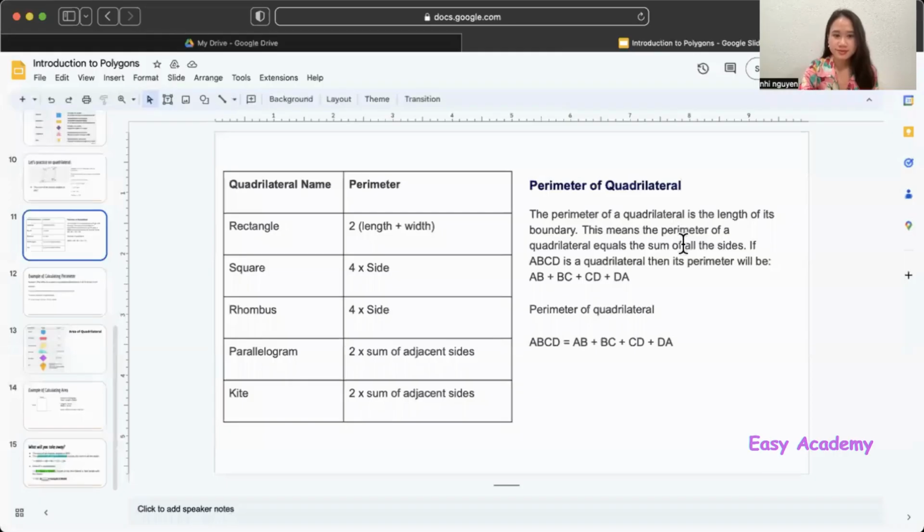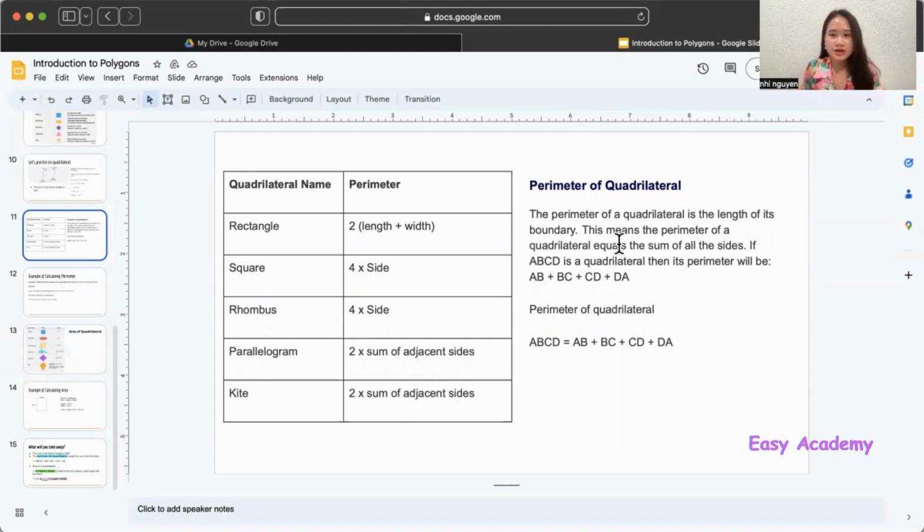First of all, let's talk about how to calculate the perimeter of a quadrilateral. The perimeter of a quadrilateral is the length of its boundary. This means the perimeter of a quadrilateral equals the sum of all the sides. If we're given a quadrilateral ABCD, then its perimeter will be AB plus BC plus CD plus DA.